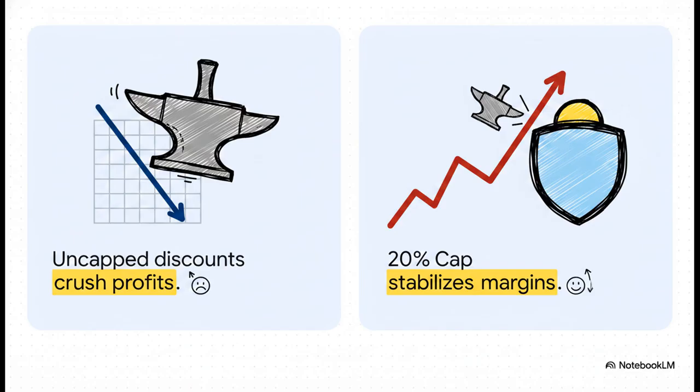This is where we bring everything together into one interactive interface. Here, we're running a what-if scenario, contrasting the bleeding profits of unlimited discounts against a stabilized model where we actually cap those discounts. Remember when we dug into the data earlier?